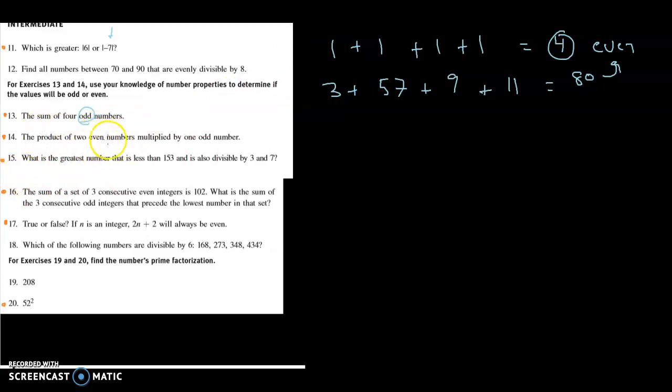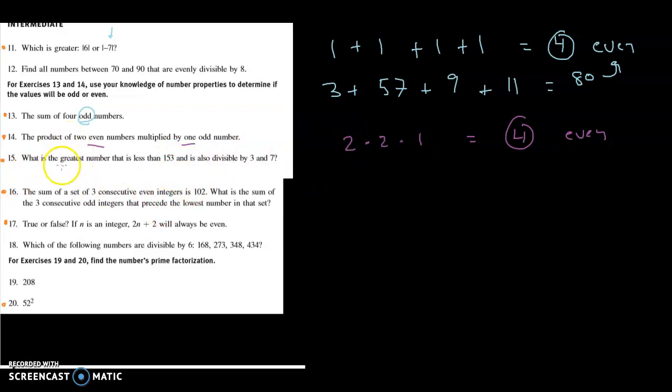Question 14. Same thing. Product of 2 even numbers multiplied by 1 odd number. Well, let's just make something up. How about 2 evens? 2 times 2, and let's do an odd number, times 1. What do we get? 2 times 2 is 4, times 1 is 4, even. We're done. I'm just going to move on. You can test this with other possible number combinations, but that's it. It's going to be even.